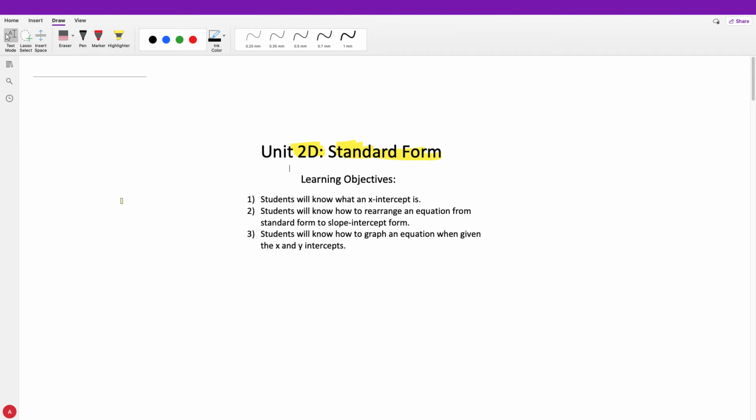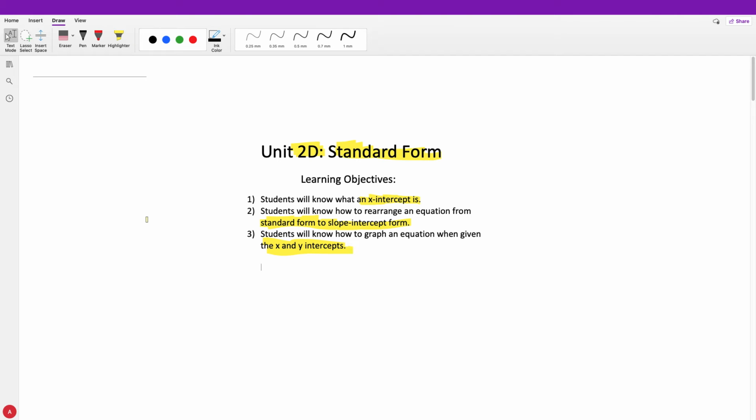And what you'll need to know by the end of this video is what an x-intercept is. We already talked about what a y-intercept is, and hopefully if you can identify what a y-intercept is without me explaining, maybe you can identify what an x-intercept is. You'll have to know how to rearrange an equation from standard form to slope-intercept form. And the last thing is you will have to know how to graph an equation when given x and y intercepts. That's essentially what we do when we're graphing from the standard form. All right, so these are the three things that you will have to know.